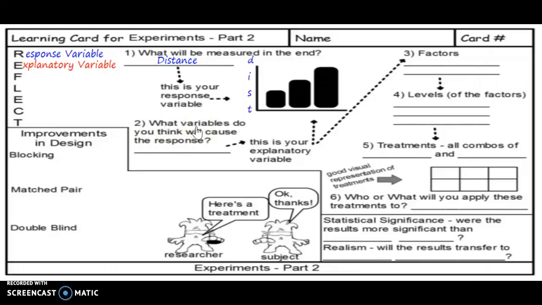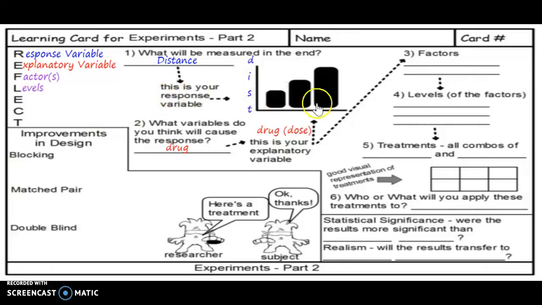So in this particular case, our explanatory variable is going to be a particular drug. So you can see here that on the horizontal axis for this graphical display, the drug is broken into different doses. And we're going to talk about that here in just a second. We're actually going to cover F and L at the same time. And F and L stand for factors and levels.